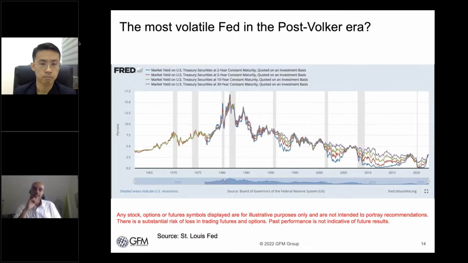But the title of this slide is the most volatile Fed in the post-Volcker era. Really what I'm pointing out here is that the cycle between 2020 and 2022 is the shortest cycle that we've seen really since 1980 in terms of cutting and hiking, and interest rates pretty much going from 0 to 3% in a short period of time. That's where anyone who tells me that bonds are boring, I think has not been paying attention to the 2-year yield this year. This has been one of the most exciting years in many of your lifetimes for trading the 2-year.